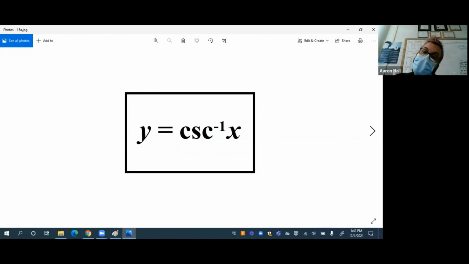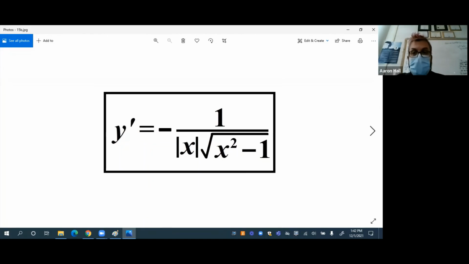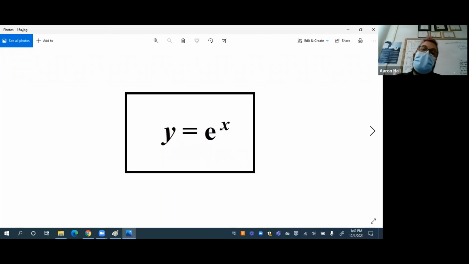All right, what about the next one? What is the derivative of the inverse of cosecant of x? Nice. It's a cofunction, so it should be negative. Negative 1 over the absolute value of x times the square root of x squared minus 1. There we go. All right, these are the new ones that we learned today.